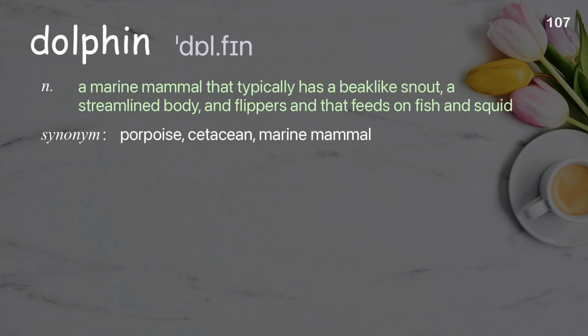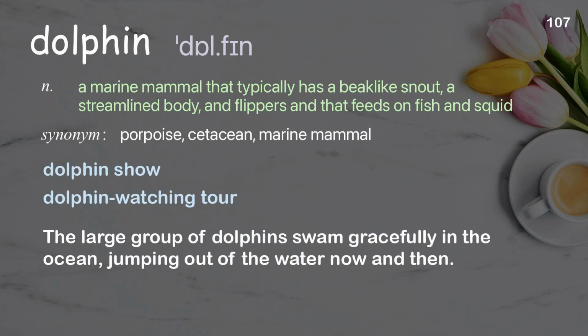Dolphin: a marine mammal that typically has a beak-like snout, a streamlined body, and flippers, and that feeds on fish and squid. Examples: dolphin show, dolphin watching tour. The large group of dolphins swam gracefully in the ocean, jumping out of the water now and then.